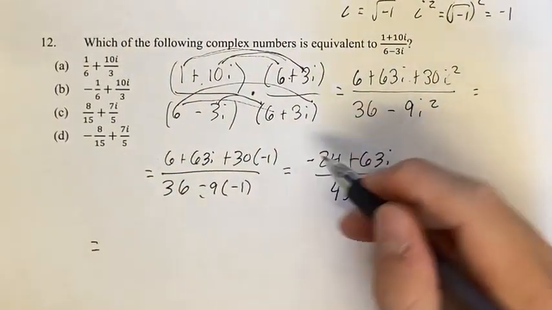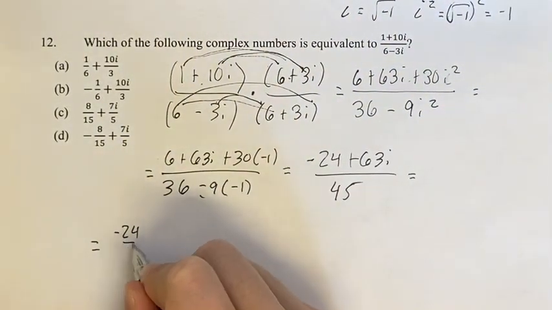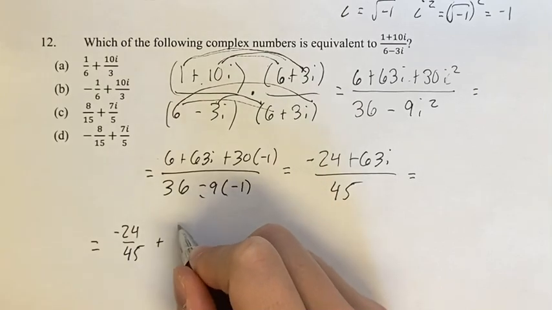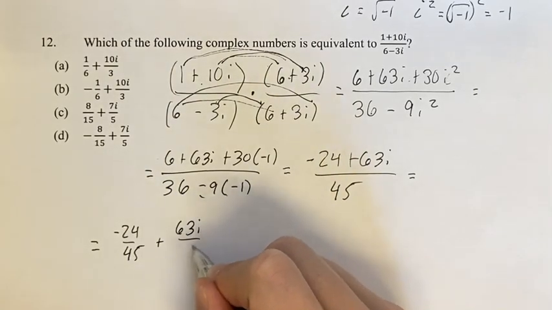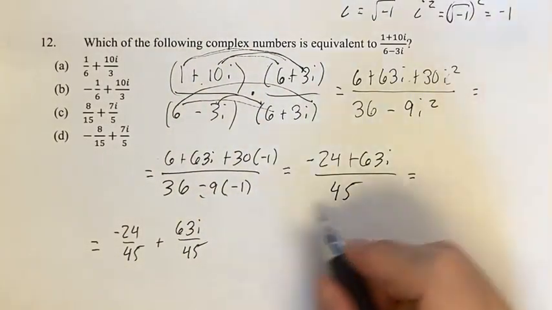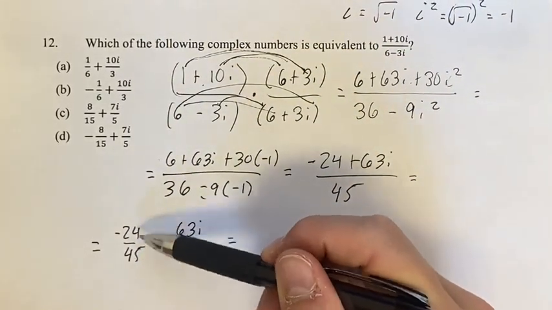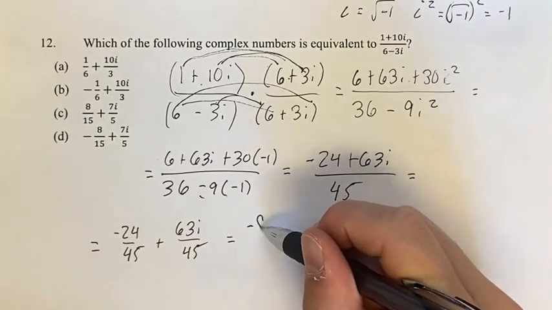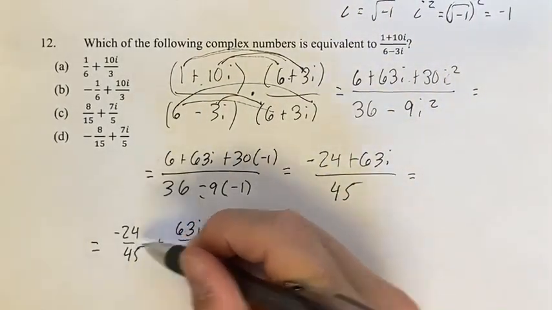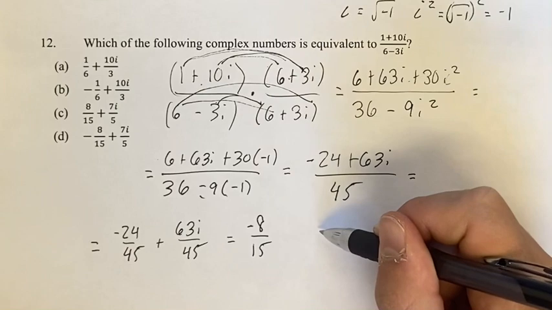So now we can separate these. So we have negative 24 over 45 plus 63i over 45. For this term, we can divide the top and the bottom by 3. So negative 24 divided by 3 is negative 8. Positive 45 divided by 3 is positive 15.